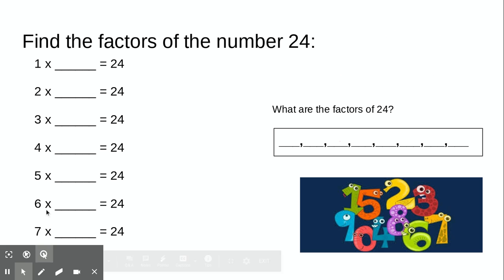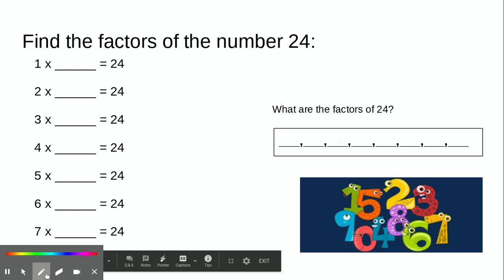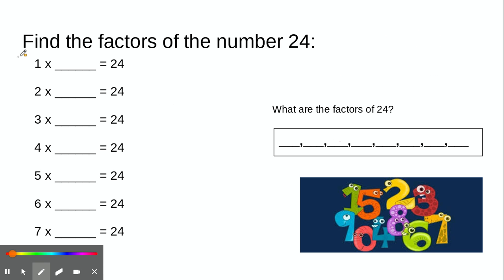All right, moving on. This should look fairly familiar. We've been doing quite a bit of this in class recently. We are going to be finding the factors of the number 24. So when we find the factors of a number, we are always going to start with 1. So 1 times what number is 24? 1 times 24 is 24. And this is when we can use our multiplication charts.